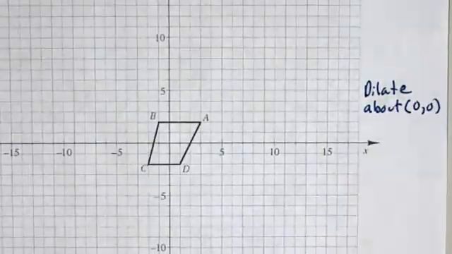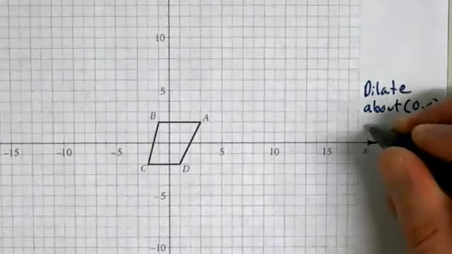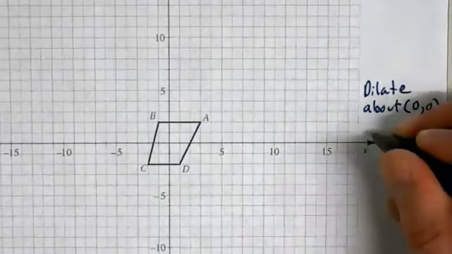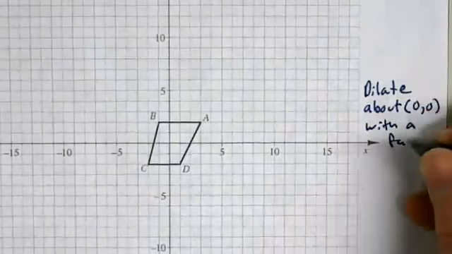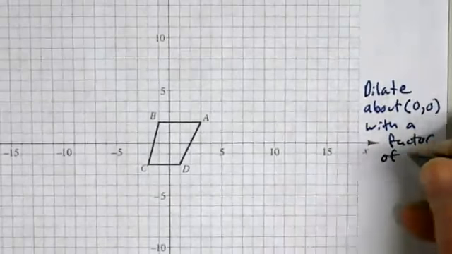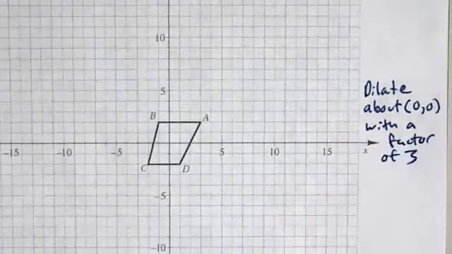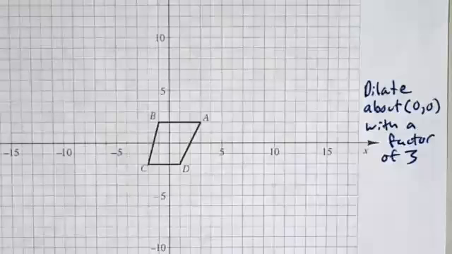And we also have to give it a factor. We're going to do a factor 2, factor 3, factor 5. Let's do, I think 3 is good. So with a factor of 3. We're dilating about 0, 0, with a factor of 3.